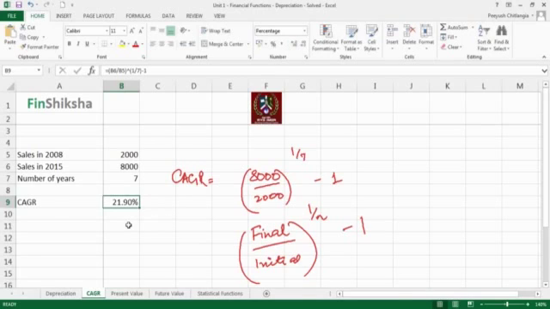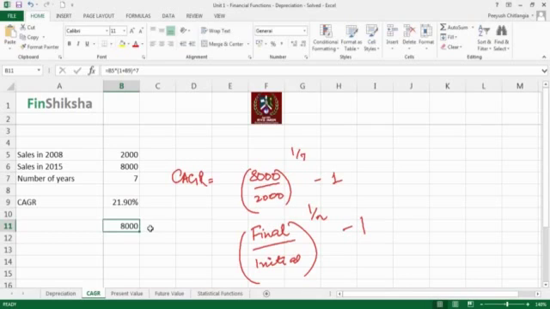Now let's check. If 2000 grows at 21.90% for 7 years, what does it give us? So that's 2000 multiplied by 1 plus 21.90% raised to the power 7, right? We get 8,000, which back-calculates our data and tells us that we were correct in the calculation of CAGR.